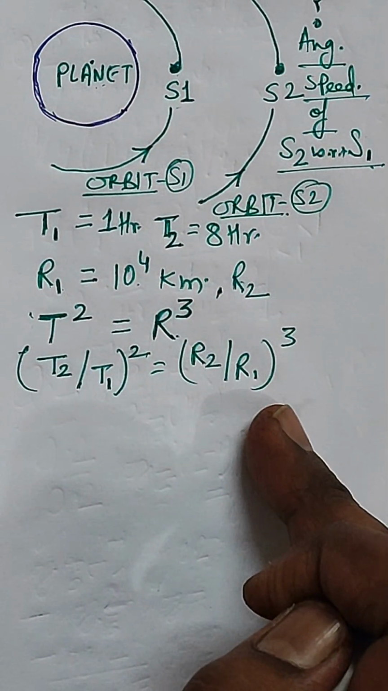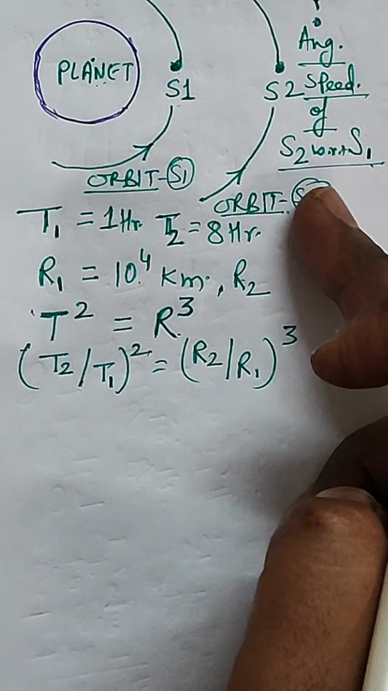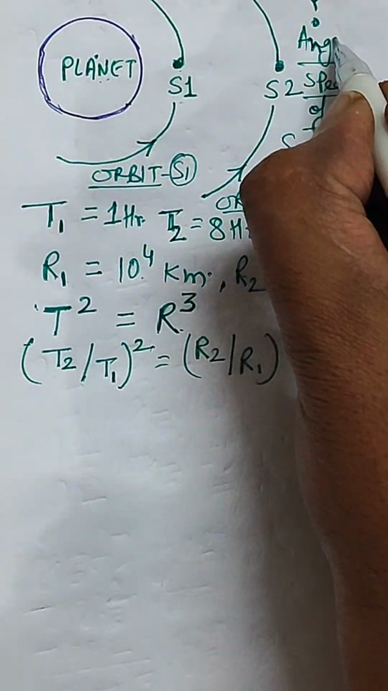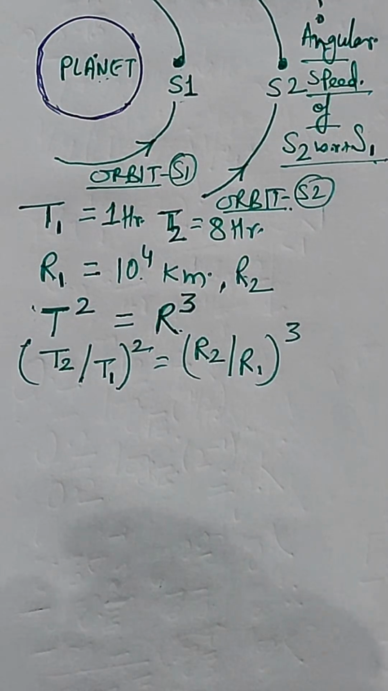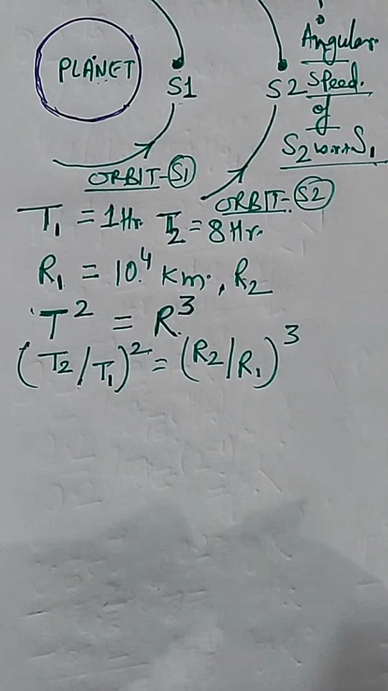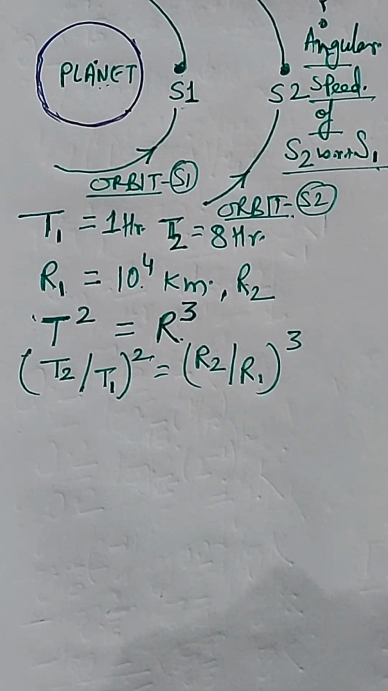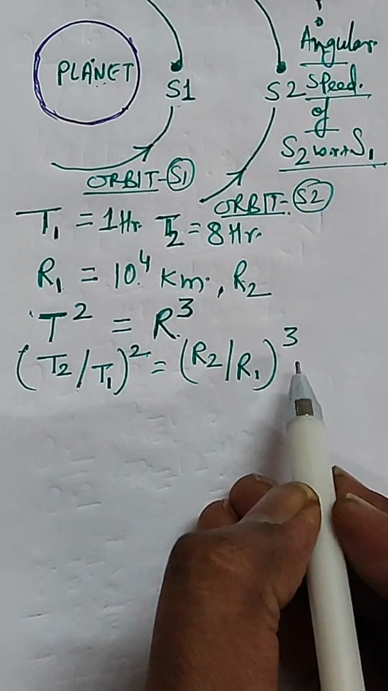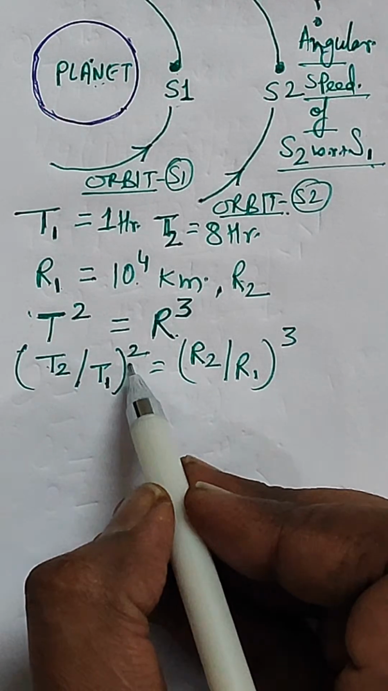This relation is right. Now we need to find the average speed of S2 with respect to S1, and not average, basically it's angular speed. Angular means V equals R omega, you know that, right? And omega is the angular speed. So we will find the radius first. Okay, so just put in the values over here. This is the relation: T2 by T1 whole square is equal to R2 by R1 whole cube.